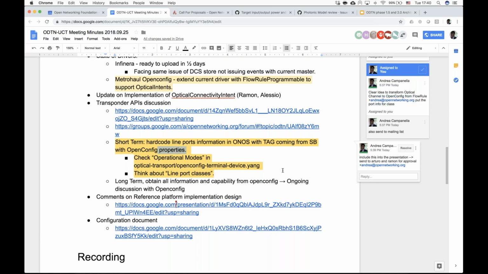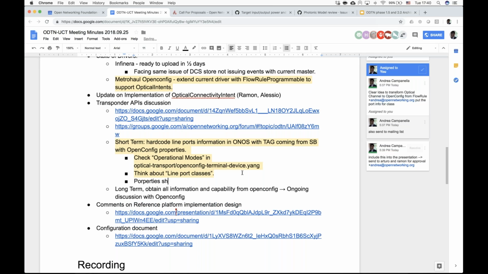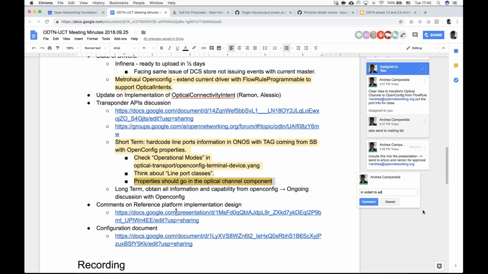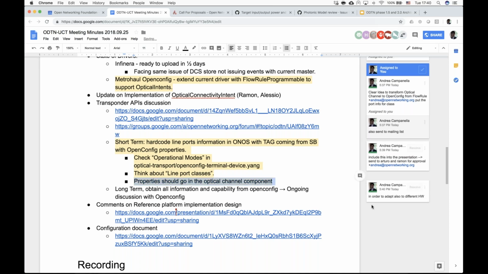I think I've already discussed this many times, but it is still not clear to me whether these properties should go in the optical channel component or in the line port component. My take is that they should go in the optical channel component. Yeah, we tend to disagree. The meaning of the port in OpenConfig is basically just a hardware slot in the chassis. It does not identify any properties of the signal that is transmitted, not even the hardware plugged into that slot. It's basically just defining a slot in the card, so I don't think it's the place to do that. But okay, it's something we can discuss all together here.